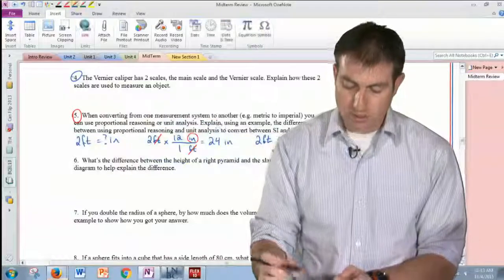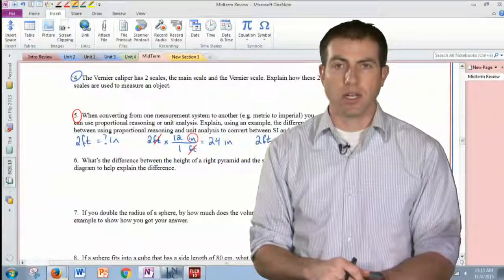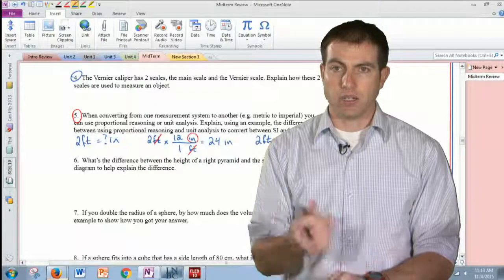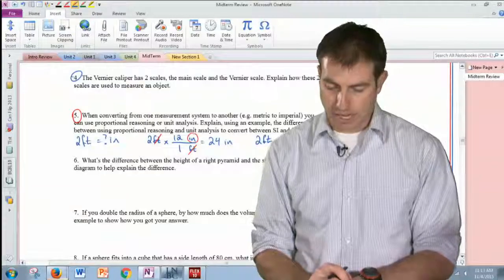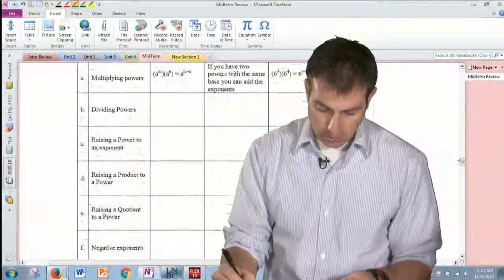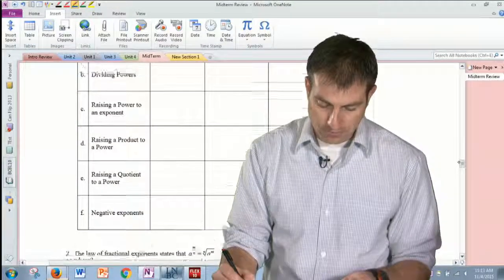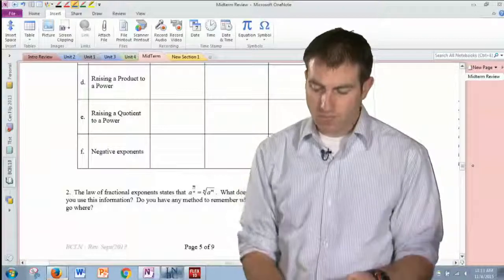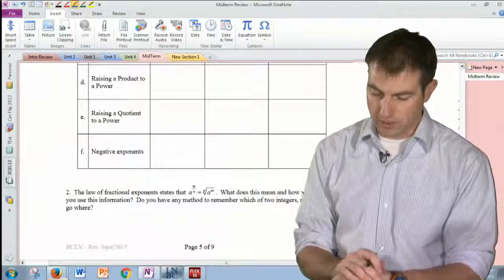Now, Alex asked a few questions about negative exponents, so I wanted to make sure I got to those. And then I see a few more questions trickling into chat here. So maybe let's go down to the exponents stuff, and then we'll take a little look at this, and then hopefully I'll answer any questions you have.